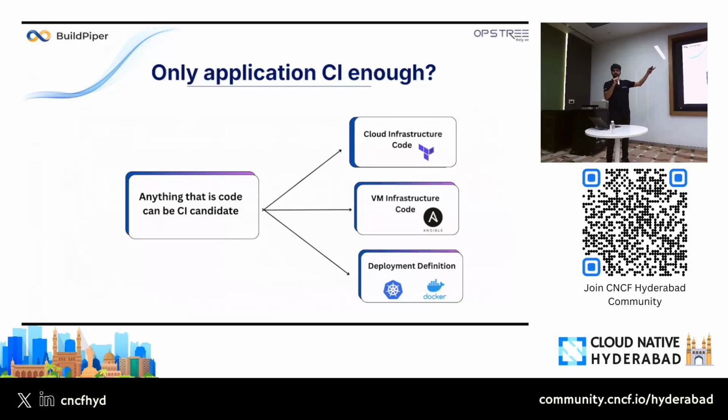So infrastructure as code, Terraform code that we write, can also be a CI pipeline candidate. VM infrastructure code, we use Ansible for that, for configuration management as well. So that can also be a pipeline candidate. Your Kubernetes YAML files can also be a pipeline candidate. Your Docker files can be a pipeline candidate. Your Helm charts can be a pipeline candidate. So anything basically which can be codified can be a pipeline candidate.